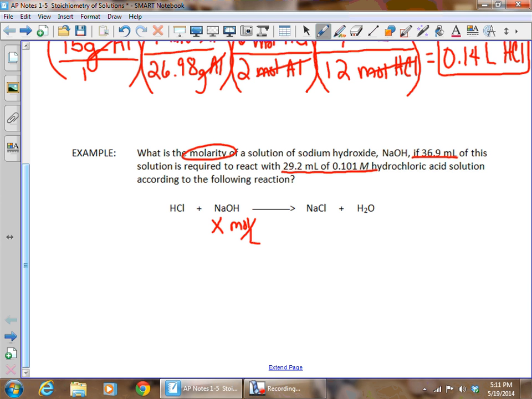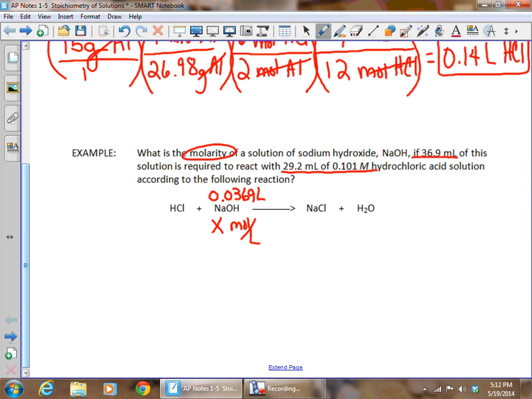It tells us that we have 36.9 milliliters. Do yourself a favor. You might want to jot this down too. Always put volume values in these kinds of problems in liters. It'll make the problem so much easier to deal with. So changing milliliters to liters, we have 0.0369 liters. Rule of 3, move that decimal back 3 places.